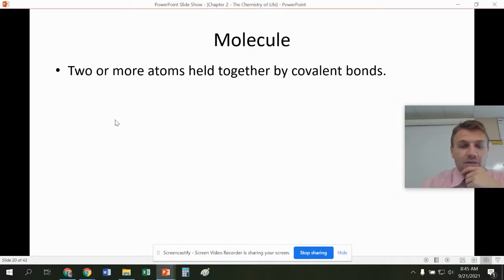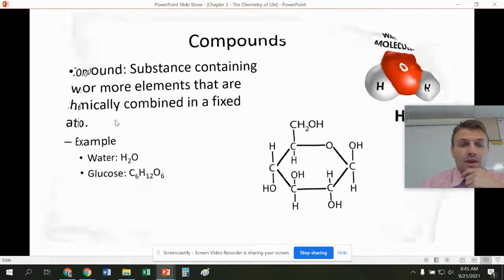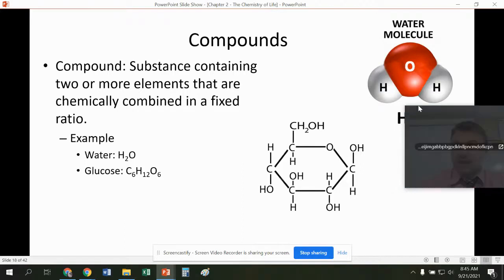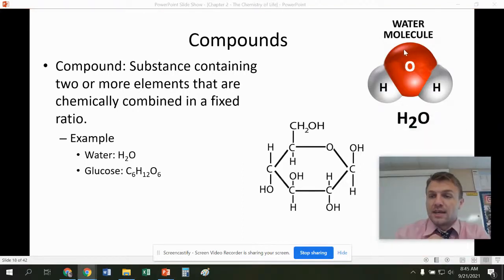Let me go back here, and I'm going to show you what compounds are. Compounds are substances that contain at least 2 different elements. So like water is a compound and a molecule because it has at least 2 atoms and at least 2 elements. You can see this oxygen, these 2 hydrogens here. This is glucose. This is also a compound. We're going to be looking more at glucose later on this year.